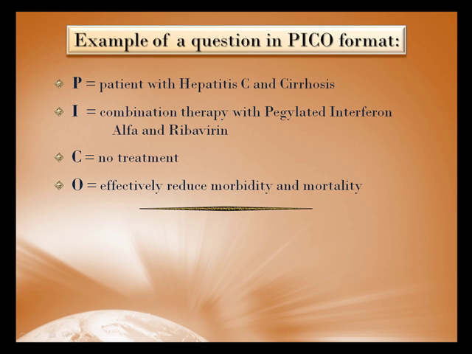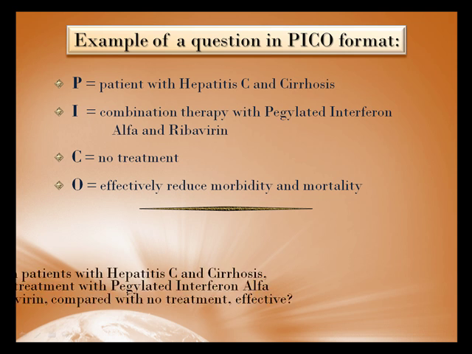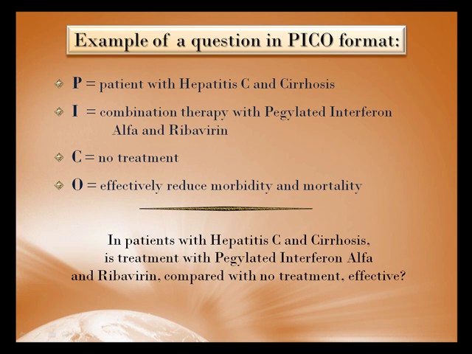Example of a question in PICO format. P, patient with hepatitis C and cirrhosis. I, combination therapy with pegylated interferon alpha and ribavirin. C, no treatment. O, effectively reduce morbidity and mortality. Our clinical question could be, in patients with hepatitis C and cirrhosis, is treatment with pegylated interferon alpha and ribavirin compared with no treatment effective?